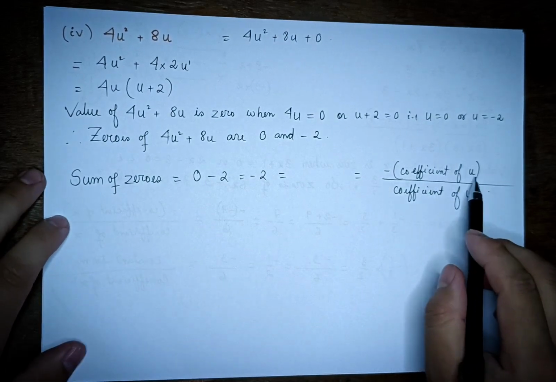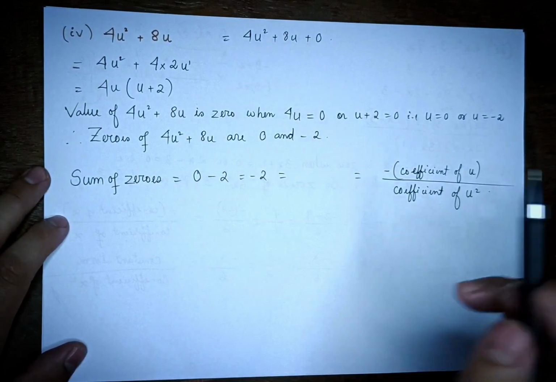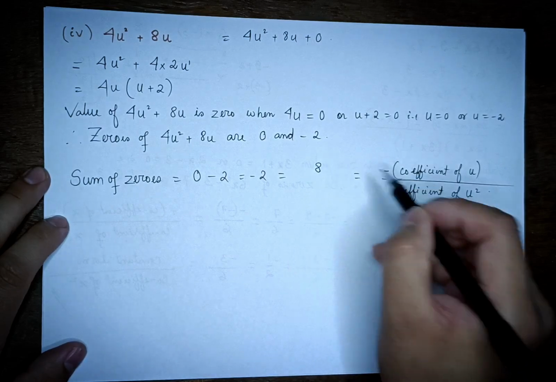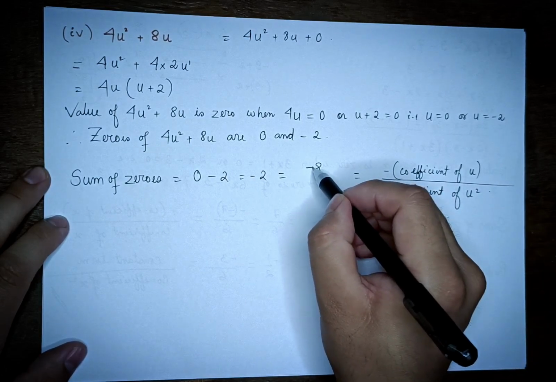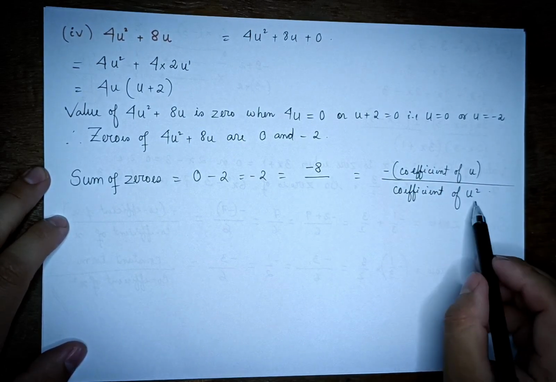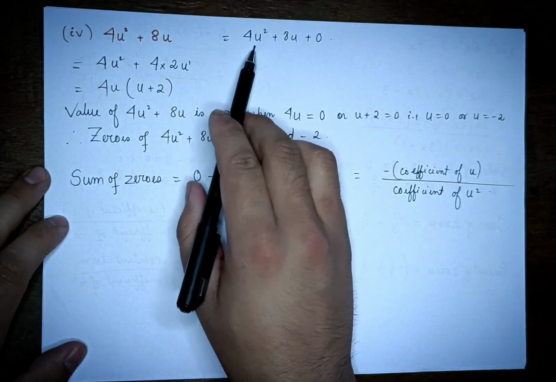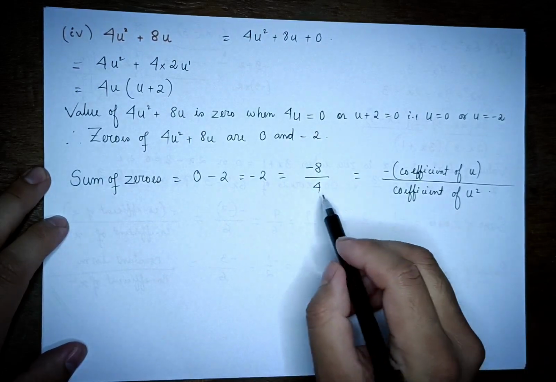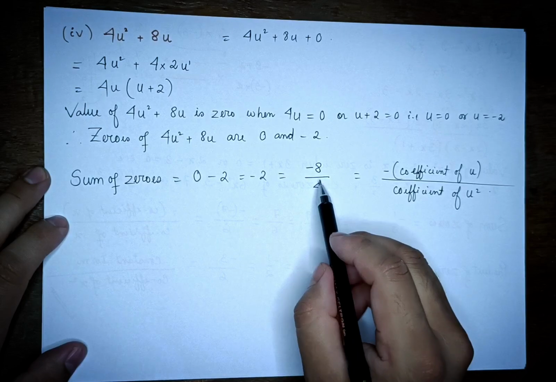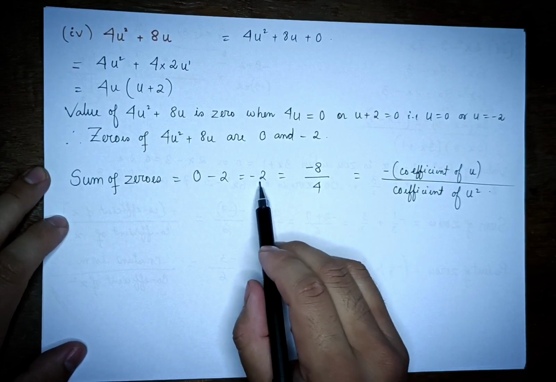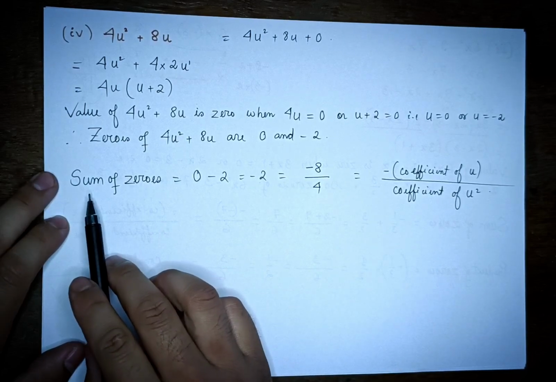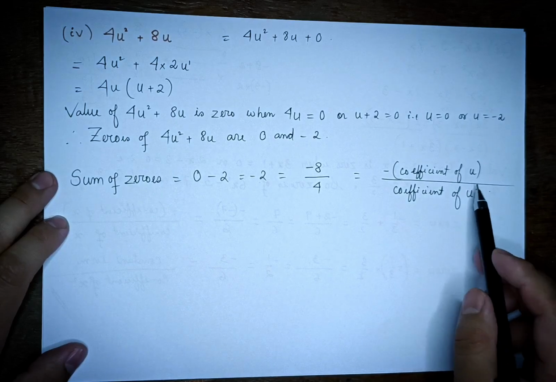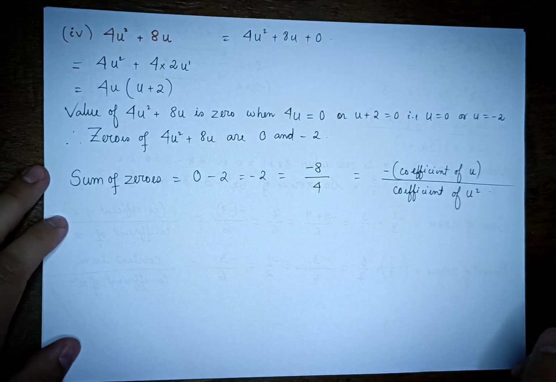What is the coefficient of u? Our coefficient of u is 8. So I write 8 here, and there is a minus in the formula, so I write minus here, divided by coefficient of u square. What is the coefficient of u square? Coefficient of u square is 4. Dividing these two, minus 8 divided by 4, we get minus 2. So minus 2 and minus 2 are equal. Therefore, sum of zeros is equal to minus of coefficient of u divided by coefficient of u square.